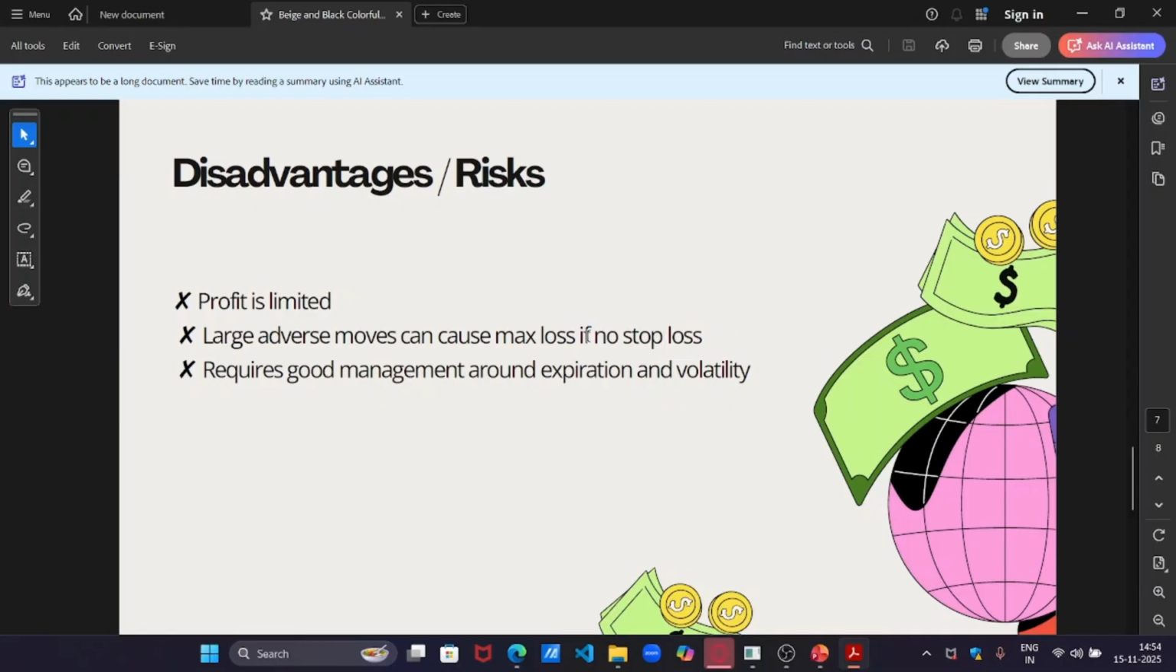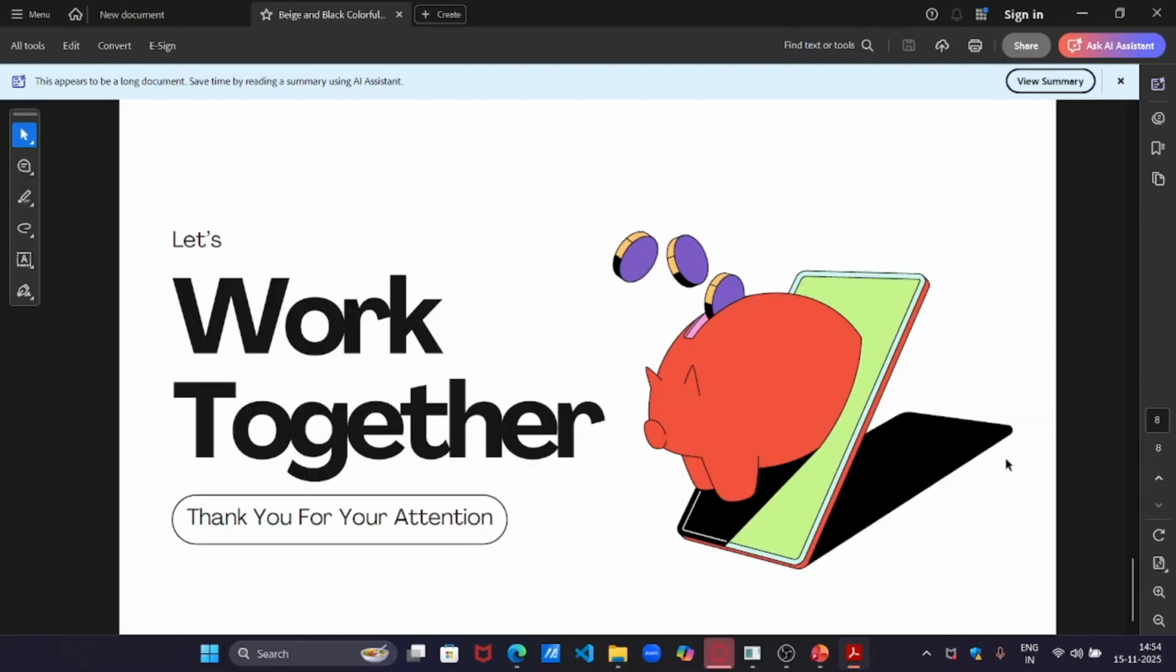In Sensible, we can have a conditional exit. If we do not have the stop loss, in that case we can have a large loss, like we have in option selling. It also requires good management around expiration and volatility. If the volatility is high, then we have to see how the premiums are. Premiums should not go up and down, so we have to see that it's not happening.